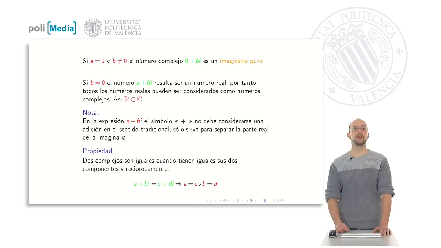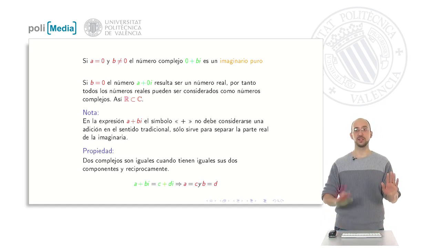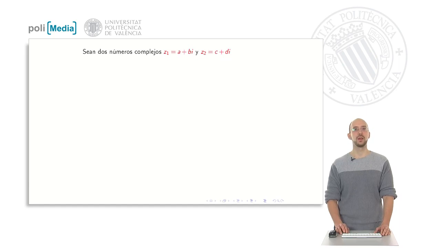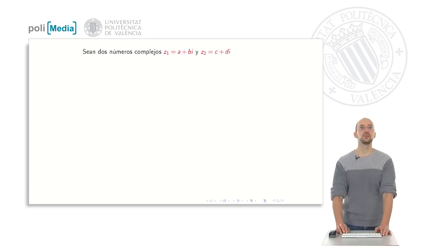An important property in complex numbers: two complex numbers are equal only if the real part of one is equal to the real part of the other, and the imaginary part of one is equal to the imaginary part of the other. This property is important, and we will use it later when calculating the opposite numbers and the inverse numbers of complex numbers. We continue with two complex numbers.